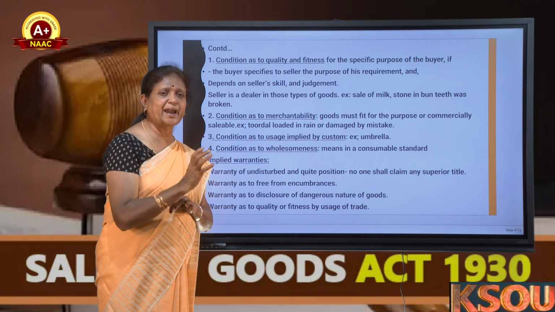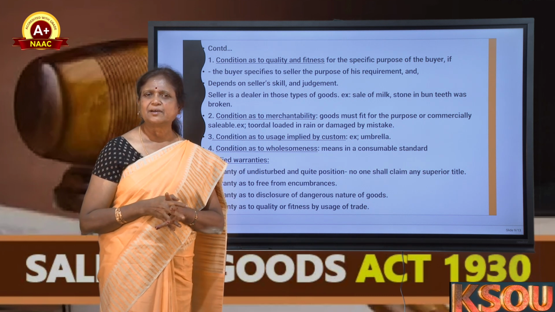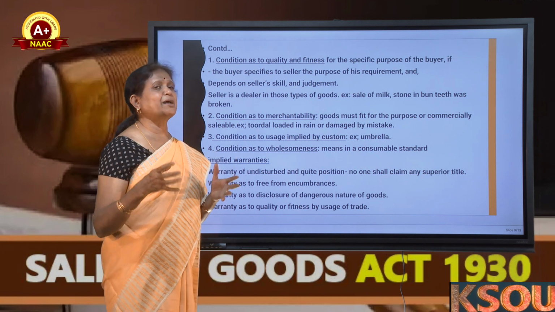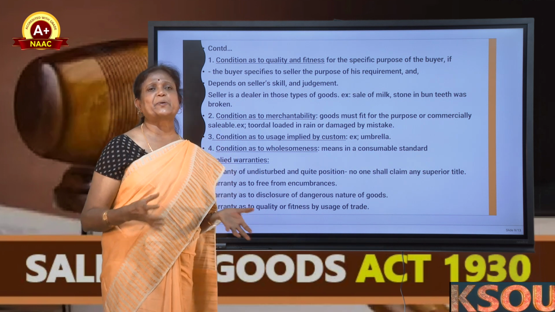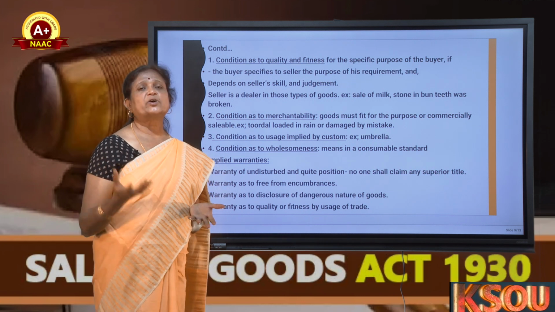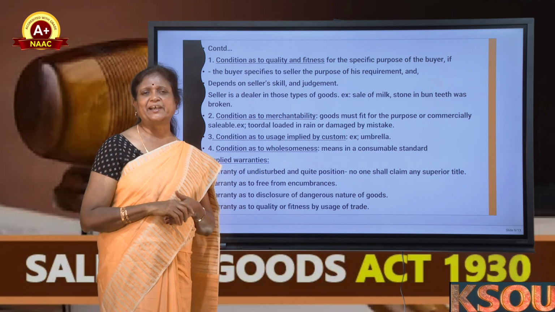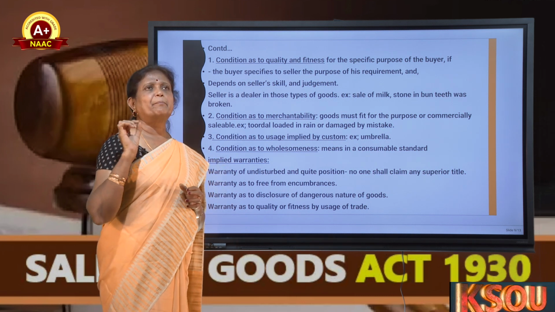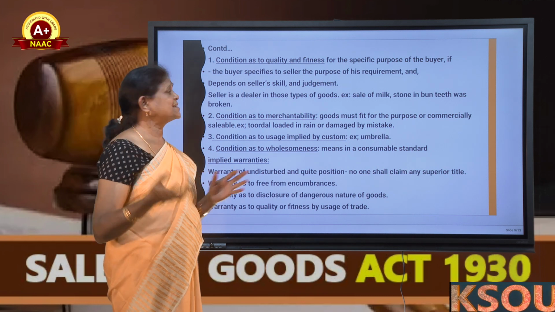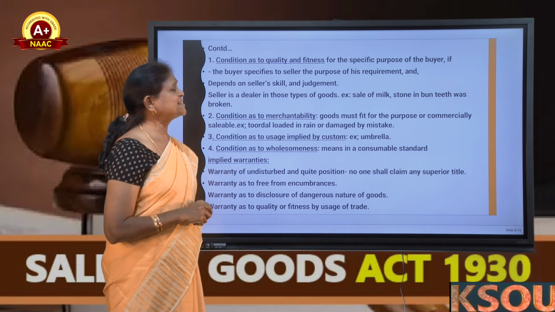Say for example, if A goes to a bakery and orders a piece of cake. It is not necessary that the buyer must explain for what purpose he is purchasing the cake. It is for consumption. So in such cases, the cake must be of a consumable quality.